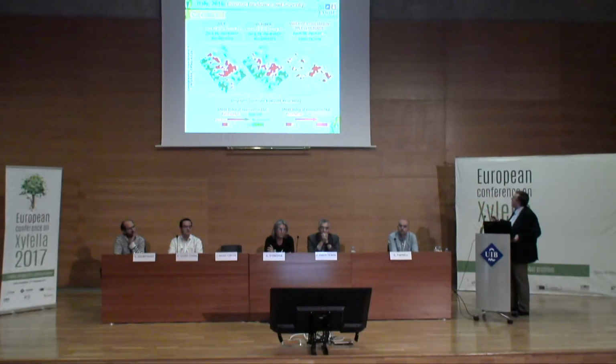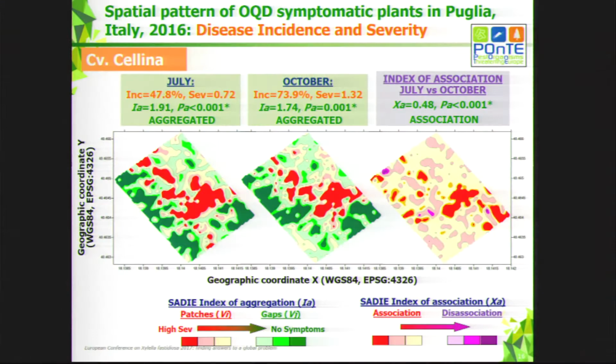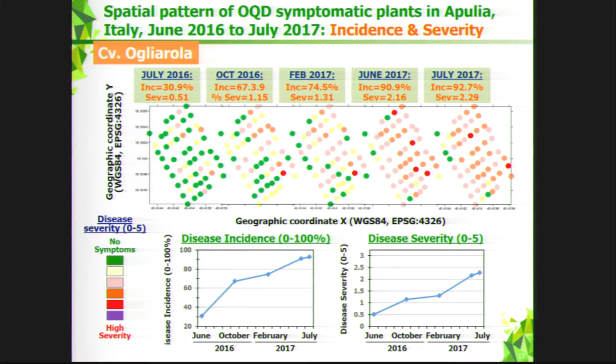So the conclusion is that both those maps are significantly associated, so these foci are connected with the previous ones. So there is an increase, mainly an increase in the size of the clusters, more than in the number of clusters. So this is an example for another cultivar, the Apulian, now on the 5 disease assessments from July to July in 1 year's time.